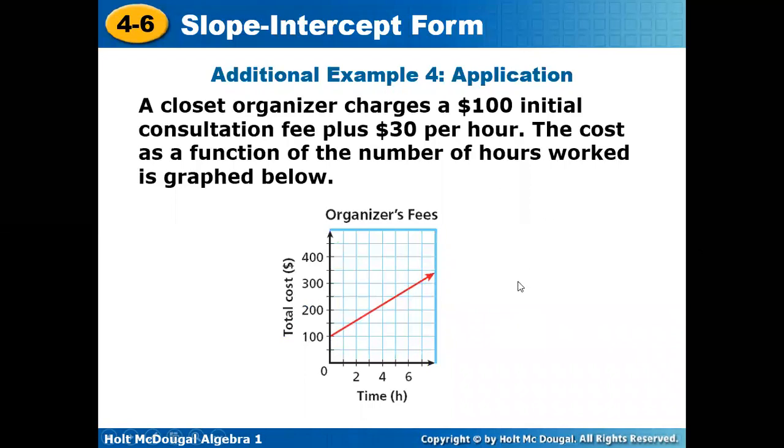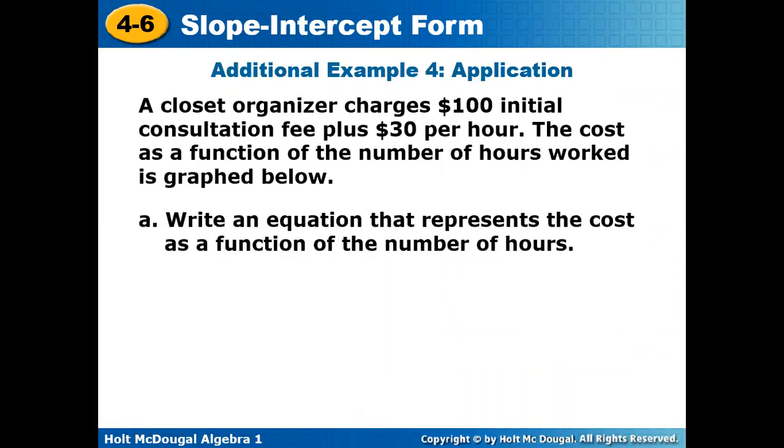Now, example 4. A closet organizer charges $100 initial consultation fee plus $30 per hour. The cost as a function of the number of hours worked is graphed below. So in this question, we have the graph, okay? And I ask you, write an equation that represents the cost as a function of the number of hours.